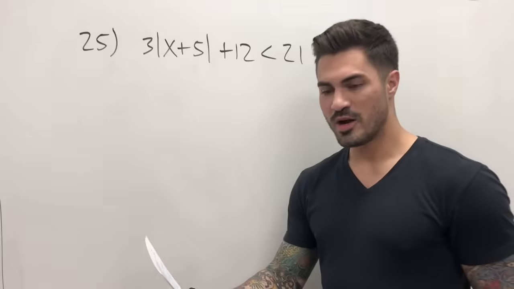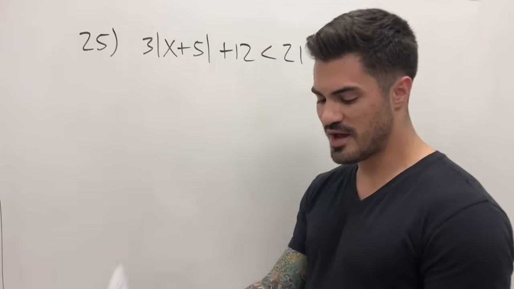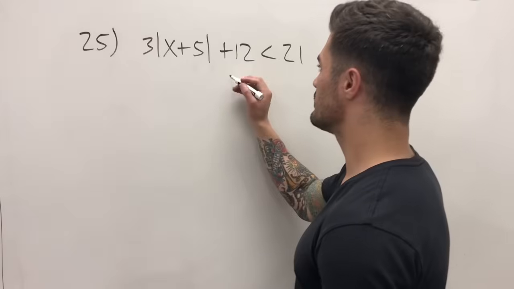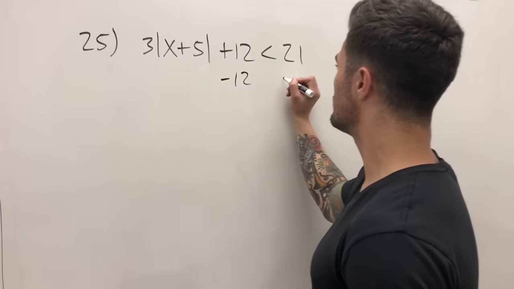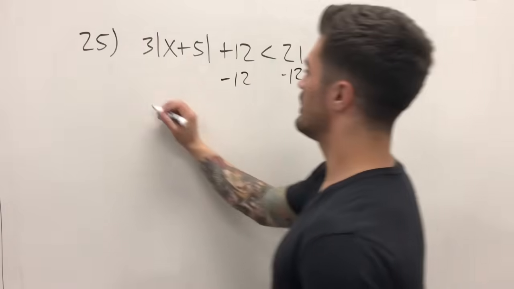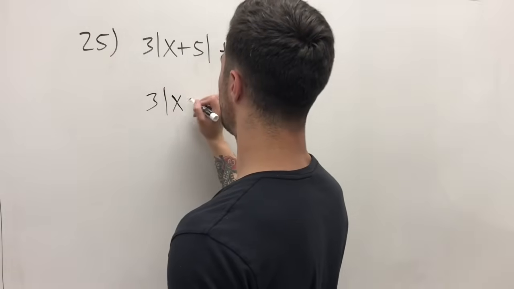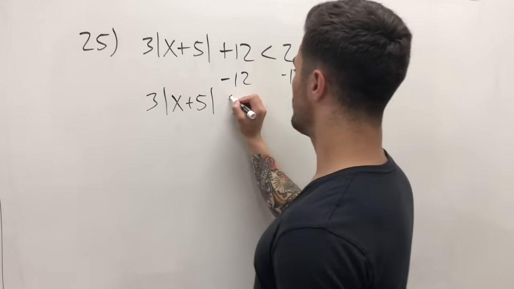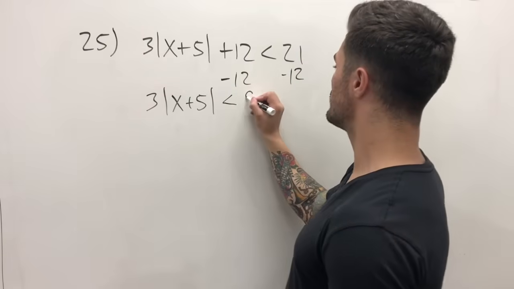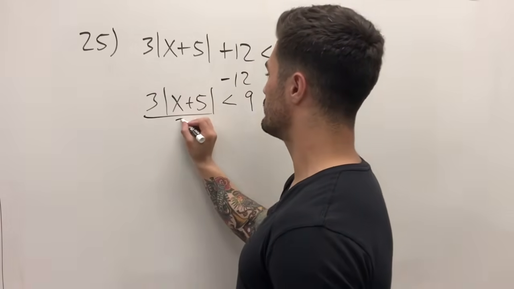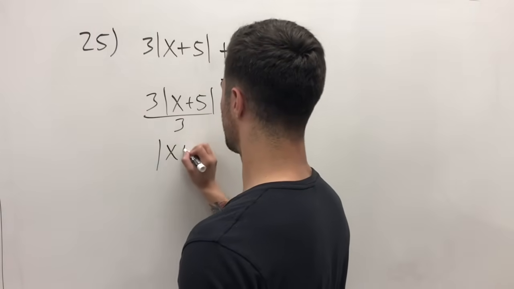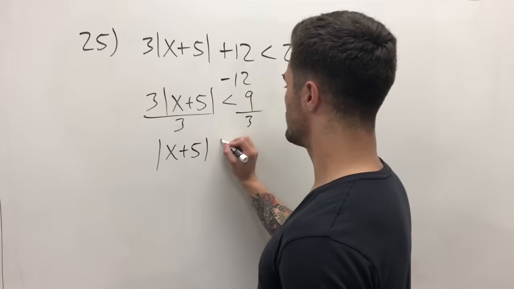All right, so number 25, we got another absolute value inequality. First thing we do, we're going to isolate the absolute value. So I'm going to subtract 12 from both sides here. Minus 12, minus 12. I get 3 times the absolute value of x plus 5. That plus 12 canceled. So I have less than 21 minus 12, that is 9. Now I can divide both sides by 3 to fully isolate that absolute value. The absolute value of x plus 5 is less than 3.